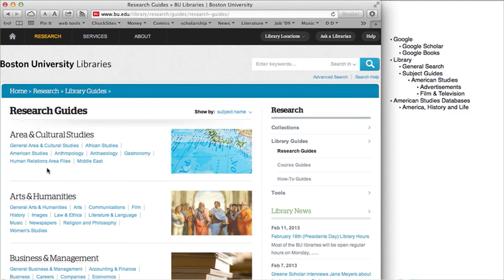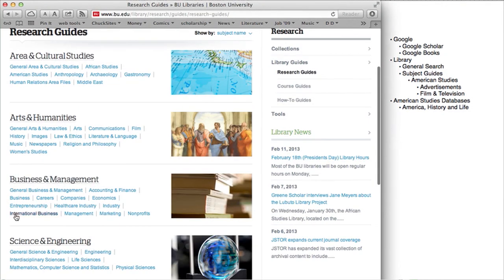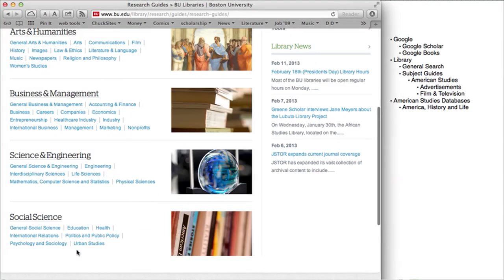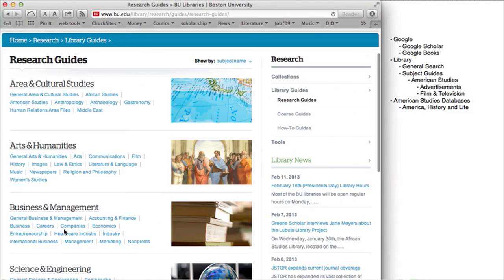And in your later studies at BU, you're going to want to remember this. Later on, if you go into Stern and you want to do some research in business and management, there's a whole section broken down by industry and division to help you with that. Science and engineering, social science. Today we're interested in history, so I'm going to click here. We could click on general arts and humanities or history, or maybe film. Later in the term you may be interested in literature and language.